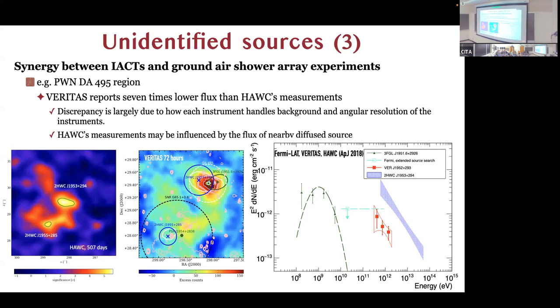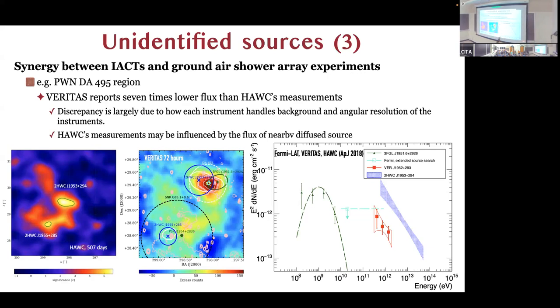What that means is, if there is any diffuse emission around the region, then they would include that flux in the estimation. Compared to that, VERITAS just cannot. With standard VERITAS analysis, it's basically using the background around the area to estimate how much background you expect to see in the source region.